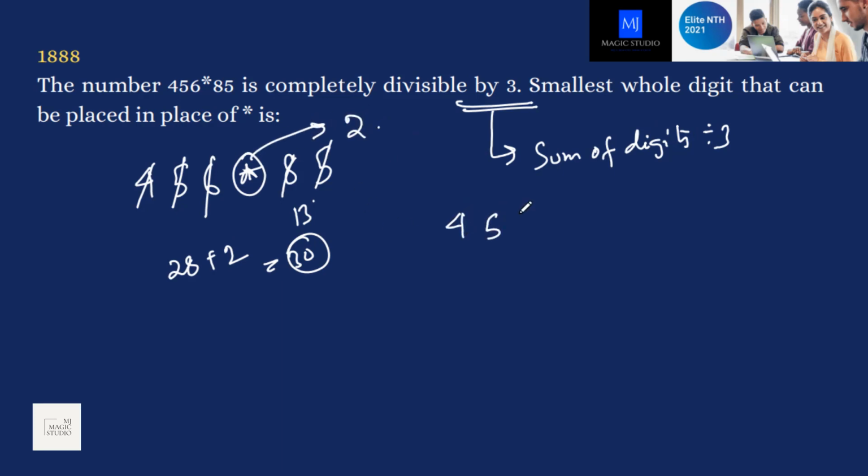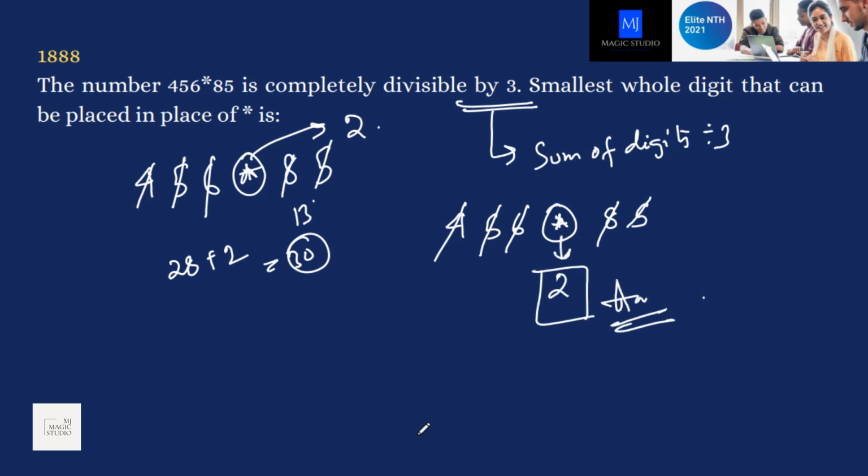Or you can also do it like this, start deleting or dividing. 8, 5, 13, remainder is 1, 7, remainder 1, then 6 gone, then 4, remainder is 1. With 1, what should be added to this so that it becomes divisible by 3? That is 2. 2 is the answer.